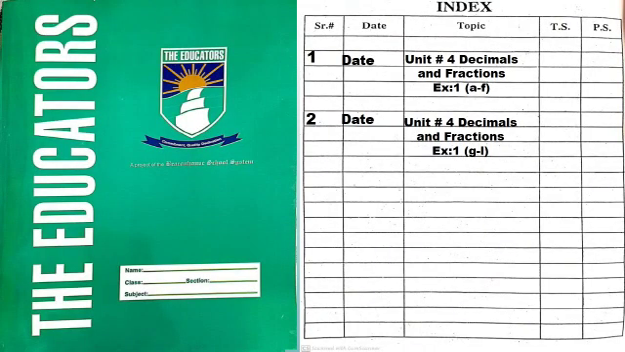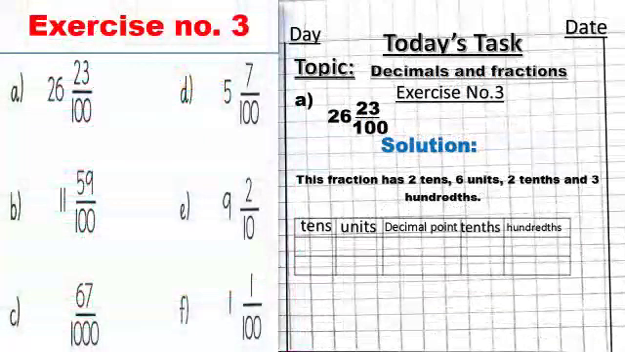Okay dear students, here is your index page. Firstly, write the serial number 3 and then write the today's date here and write the topic, unit number 4, decimals and fractions. Exercise number 3.